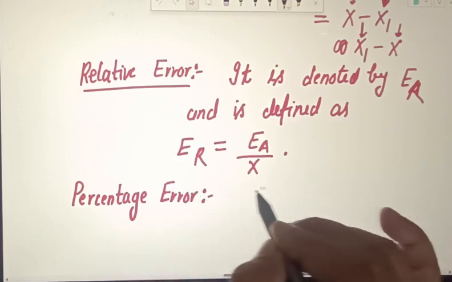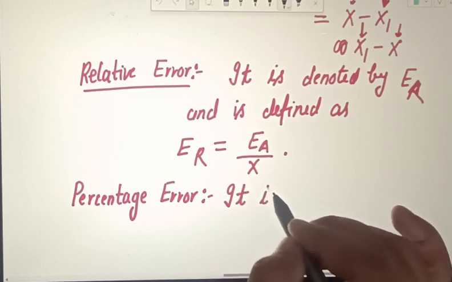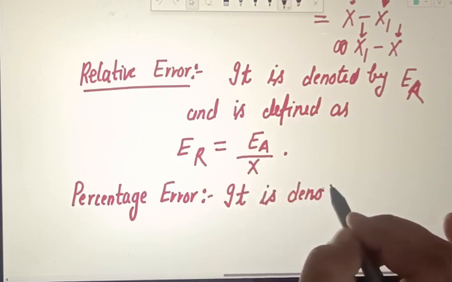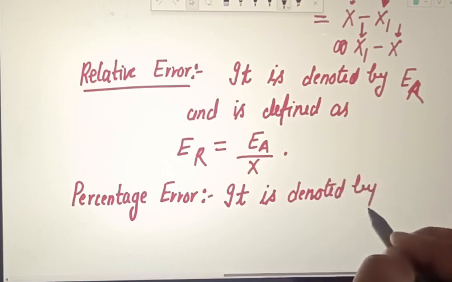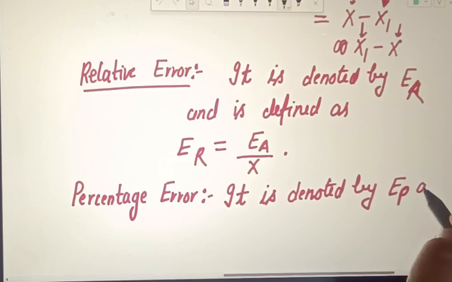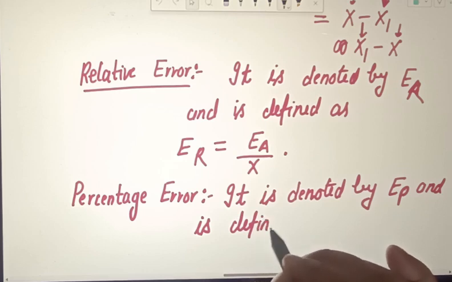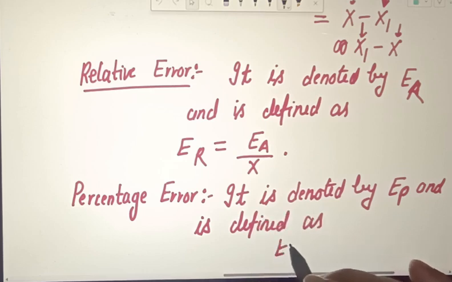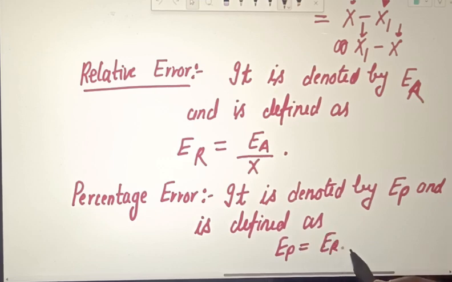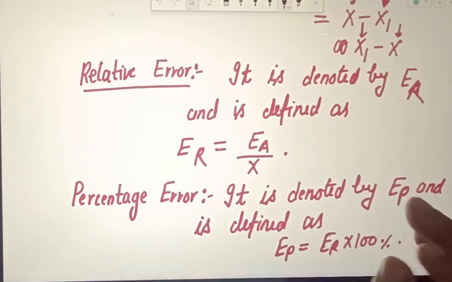So it is denoted by EP and is defined as EP is equal to relative error multiplied by 100%. So it is the percentage error, and it is very simple to compute these errors corresponding to some values of true value and its approximate value.